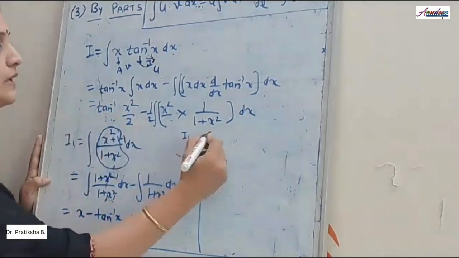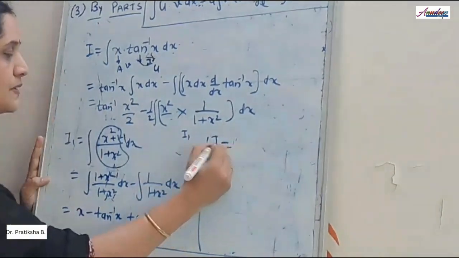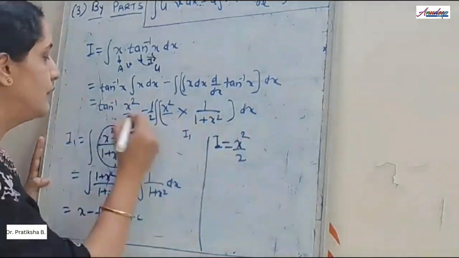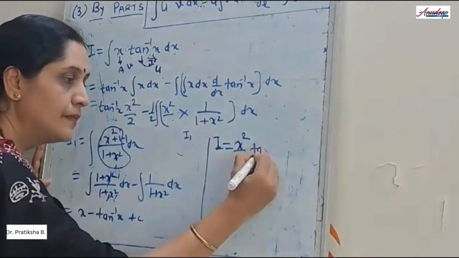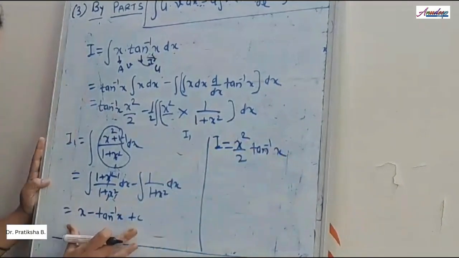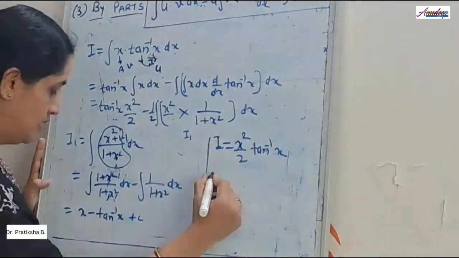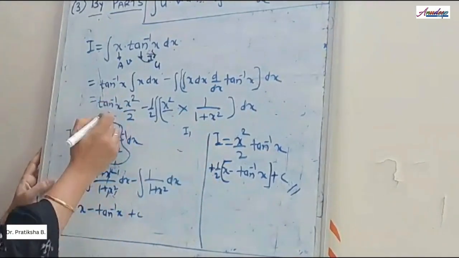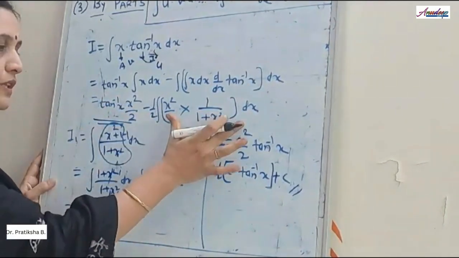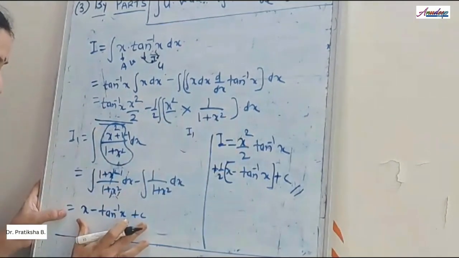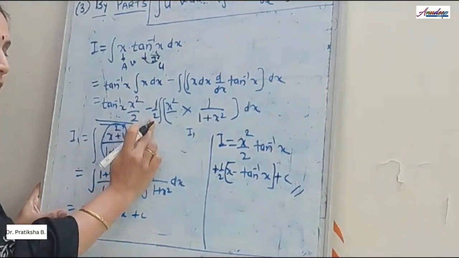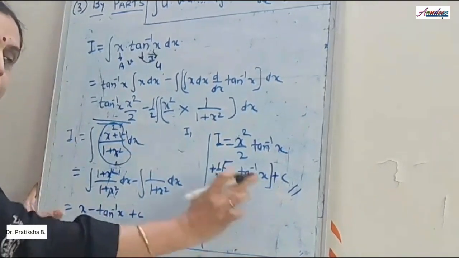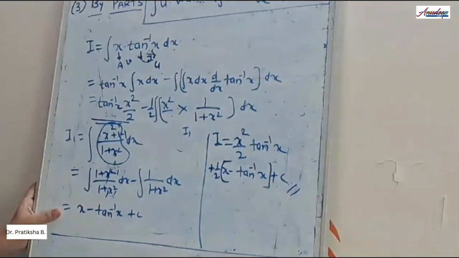Now, let us write the final answer. My I becomes x square by 2, this is the first term that I have obtained. For I1, the answer we have obtained should be multiplied by 1 by 2. So, plus 1 by 2 into x minus tan inverse of x, plus c. That is the final answer.